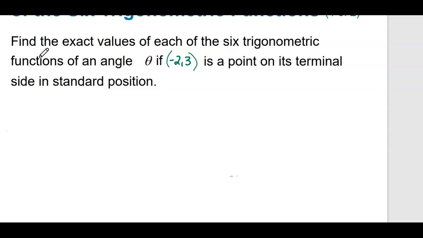So notice this problem did not mention the fact this coordinate is on the unit circle. So unless it says it's on the unit circle, you just assume it's not, and then you have to find the radius to find the values of the trig functions. So pause the video while you work through this, and then come back and check your work after you're done.